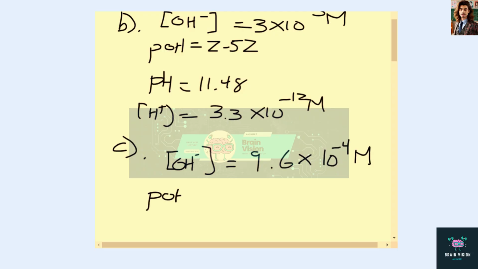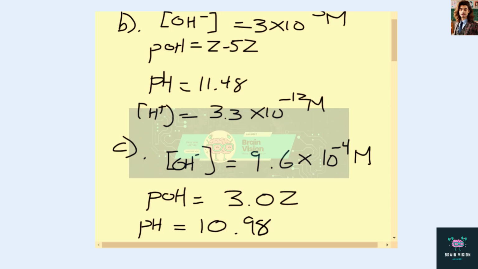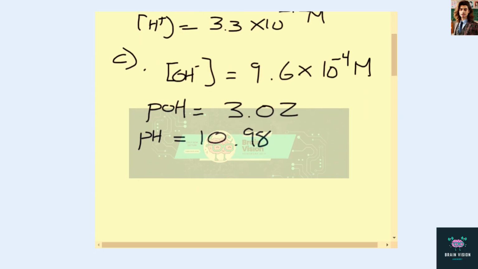And then once again, we can find our pOH, which is equivalent to 3.02. pH is going to be equivalent to 10.98. And the concentration of H plus is 10 to the negative pH, which is equivalent to about 1.0 times 10 to the negative 11 molar.